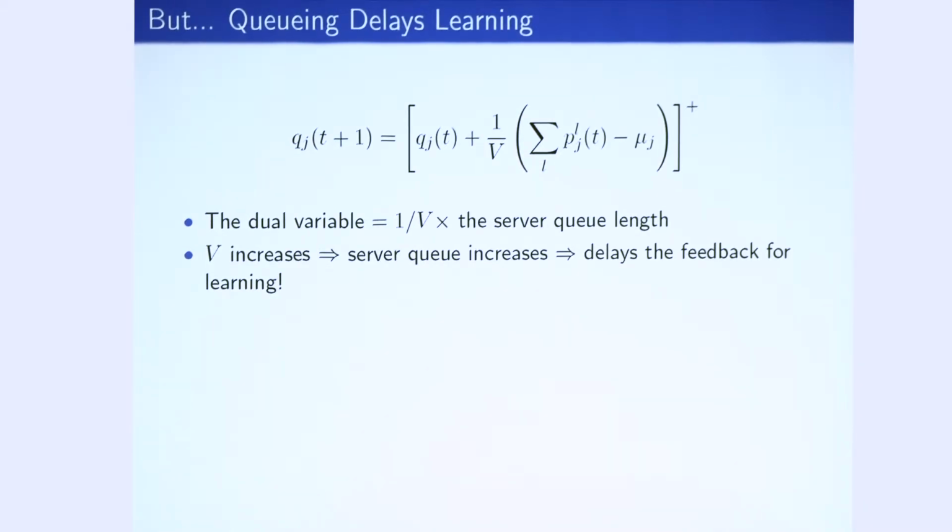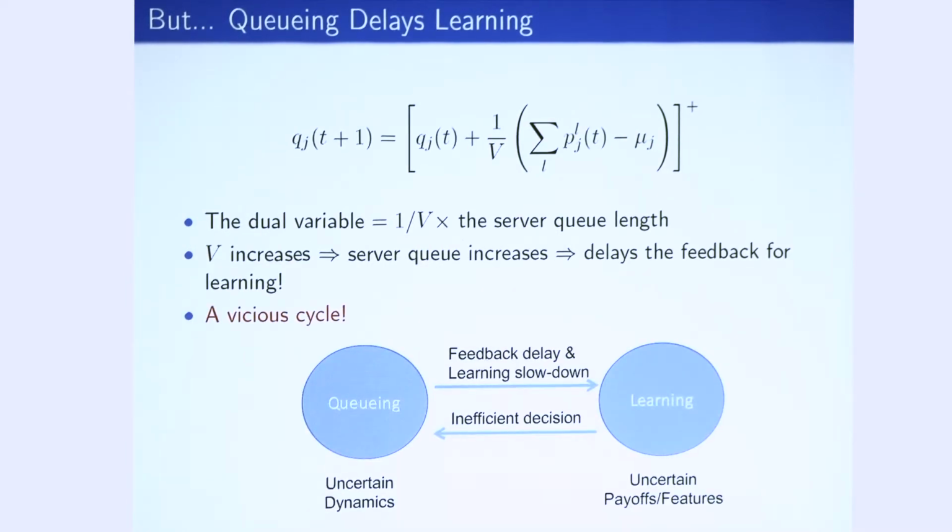And now remember, the system only observes the payoff after the task has finished the service. So if there's a queue at server j, for example, then for those tasks in this queue, you are not receiving the payoff feedback. That's why we say the server queue will delay the feedback for the learning. That means this UCB estimate has to be based on the past received feedback, so the UCB estimator becomes outdated and inaccurate. In particular, this leads to what we call the vicious cycle between queuing and learning.